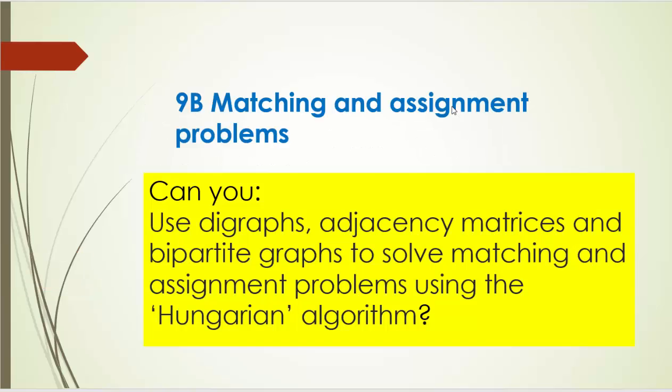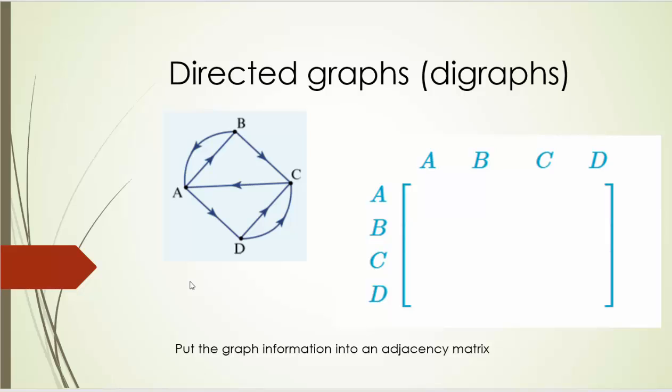And your learning intention is, can you use digraphs? I'll explain what they are. Adjacency matrices, you met them before. Bipartite graphs, that's something new. To solve matching and assignment problems using this technique you haven't met before called the Hungarian algorithm. So one by one, make sure you understand each of these components of the unit before you move on to the next. First of all, digraphs, which actually stands for directed graphs.